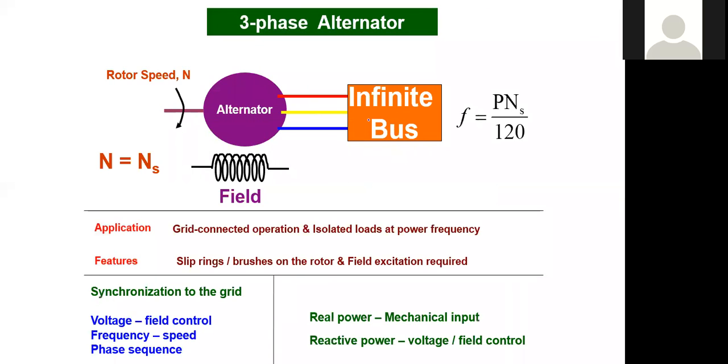So this is when the alternator is connected with the infinite bus bar. Basically, it is a doubly fed machine. Voltage control means the field control is required. The frequency control means the speed. It is a speed and phase sequence. Real power input is the mechanical power input. Reactive power control is the voltage control.